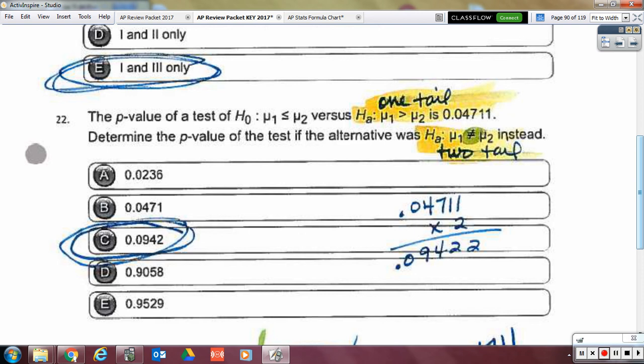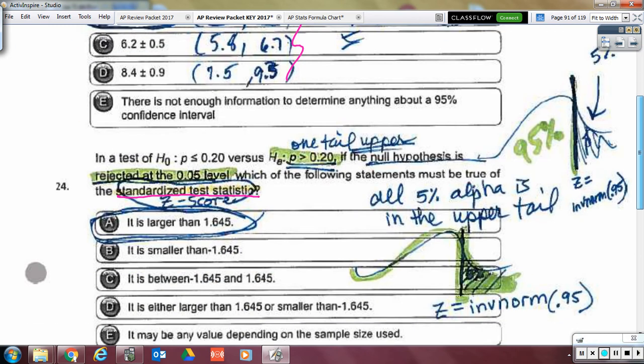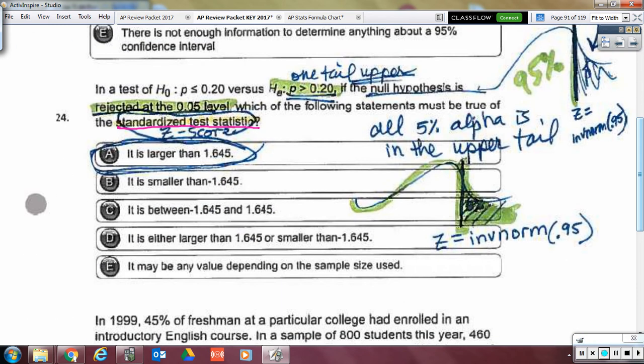Once you get one tail's p-value, double it because it wanted the two-tailed p-value. All right, 23. So this 23 is B. I made every single one of these intervals, and then I looked to see which one 7 was in, because it said which one of these would lead you to not reject the null hypothesis. Okay, number 24 is A.